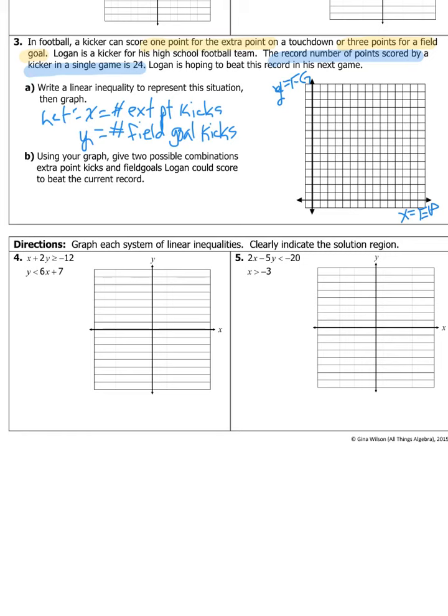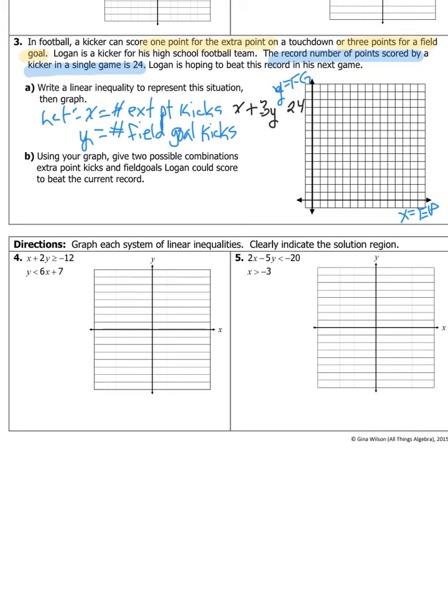So then how are we going to figure out Logan's score? To figure out Logan's score, I would take the number of extra points and multiply that by 1, because that's what they're each worth, is 1 point. I'm going to try to redraw that. So x. Then add to that the number of field goal kicks times 3, because he gets 3 points for each field goal kick. So again, that looks like a G. Should be a y. And then that, we're going to compare to 24.